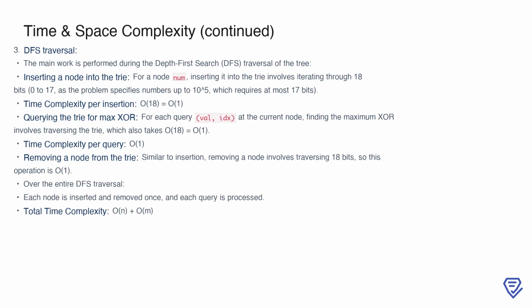Similarly, when processing a query, val, idx, at a node, finding the maximum XOR in the trie also requires traversing these 18 bits, making the query operation O(1). Removing a node from the trie after backtracking works the same way as insertion, also taking O(1) time. Over the entire DFS traversal, each node is inserted and removed exactly once, and each query is processed. Therefore, the total time complexity for the DFS traversal is O(n) for the nodes plus O(m) for the queries, giving us a total of O(n plus m).